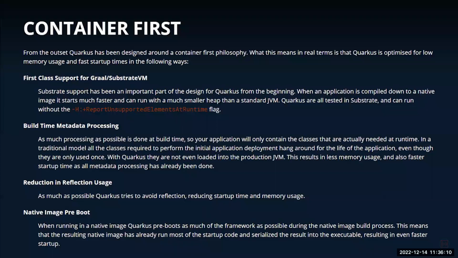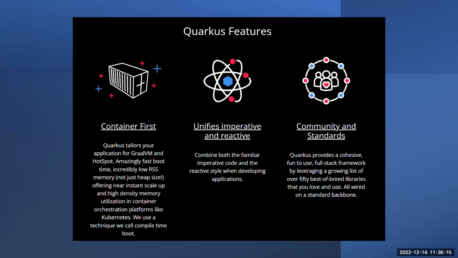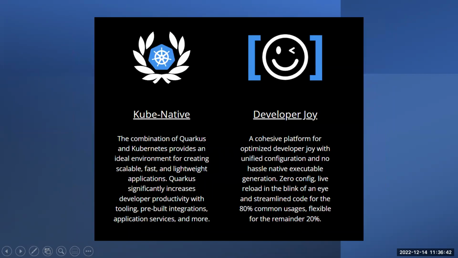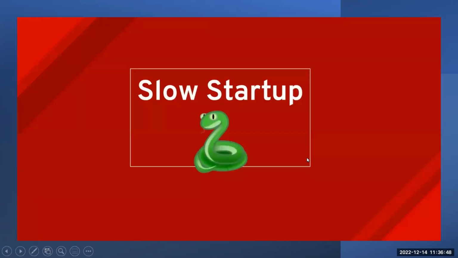Quarkus is a container first driven application or architecture. Some of its best features are that it unifies the imperative and reactive programming approach. It uses best of breed Java standards and libraries. It is container first, tailored for GraalVM and HotSpot. Fast. It uses low memory and offers instant scale-up. It is tailored for the Kubernetes framework, and it is a joy for developers. So these all things we already covered yesterday.